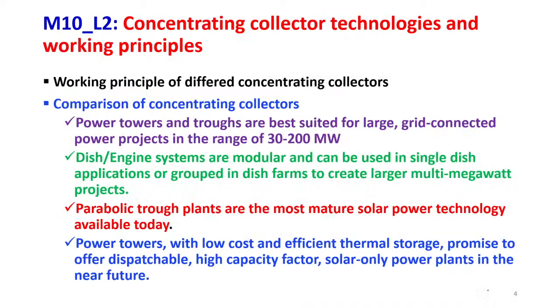And in module 10 lecture 2, we discussed the working principle of different concentrating collectors and their comparison. Power towers and troughs are best suited for large scale grid connected power projects in the range of 30 to 200 megawatt. Dish engine systems are modular and can be used in single dish applications or grouped in dish farms to create large multi-megawatt projects.